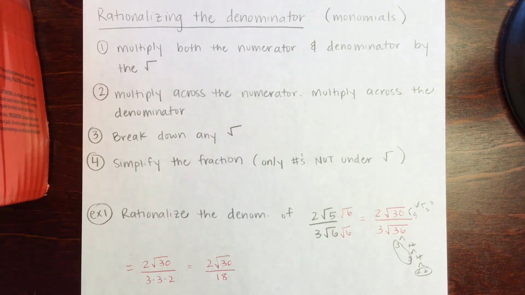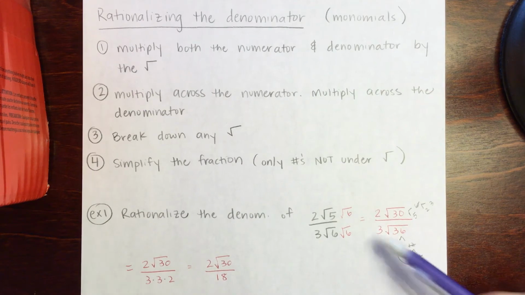This is what I end up with when I simplify my square roots. The top doesn't simplify, but square root 36 is 6. 6 times that 3 that was originally out there is 18 in the denominator.